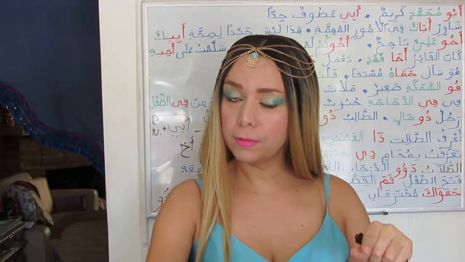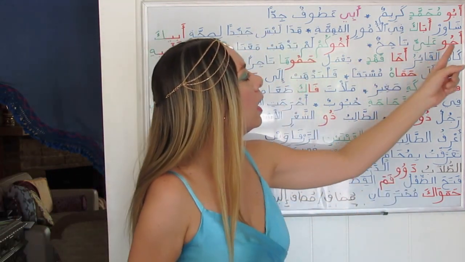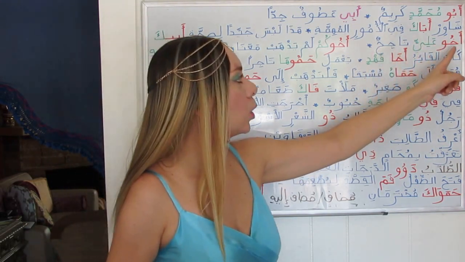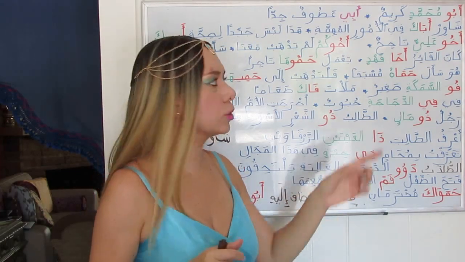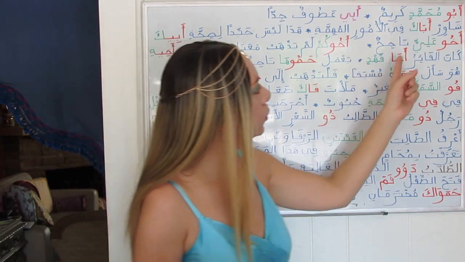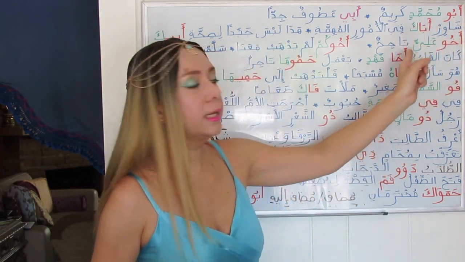In the nominative case because of the واو. So here, أخو علي ناجح. Here أخو علي is the subject of this nominal sentence. ناجح is the predicate. And here you can see that we have an إضافة.